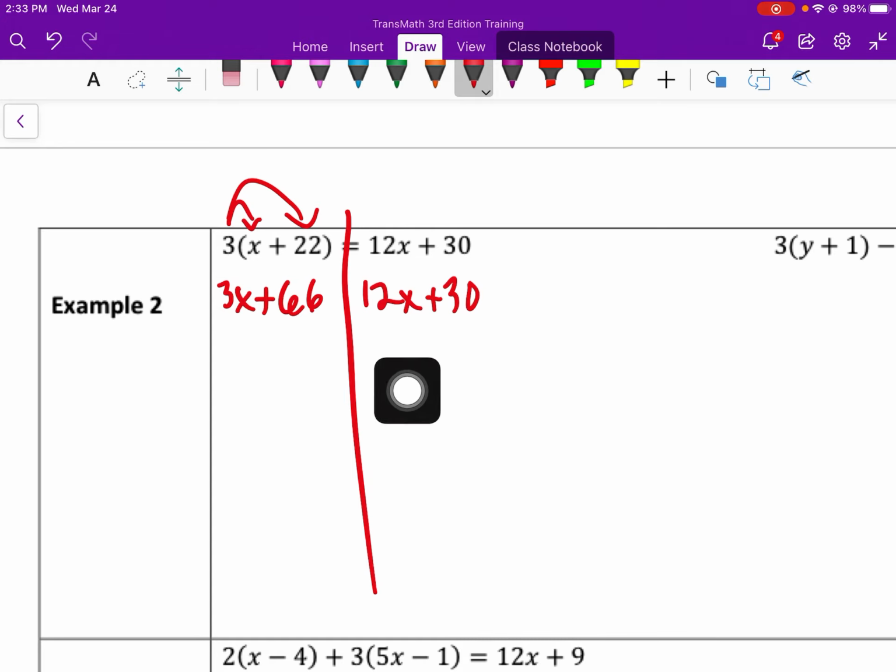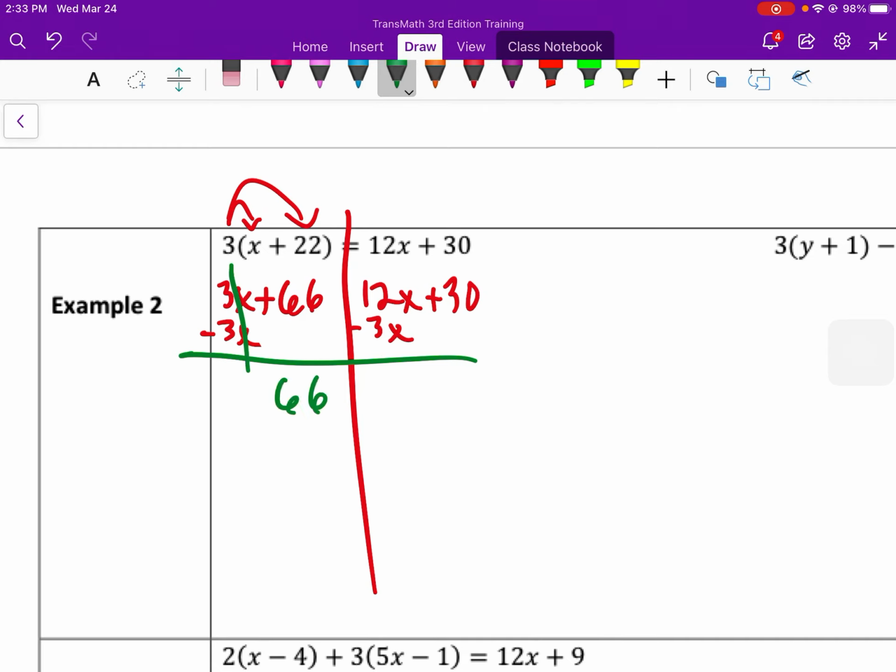I'm going to move my x's first. I see more x's on the right, so I'm going to bring them to the right. Minus 3x, that's 0, so 66 equals 9x plus 30. Now I'm going to want to subtract 30 from both sides.